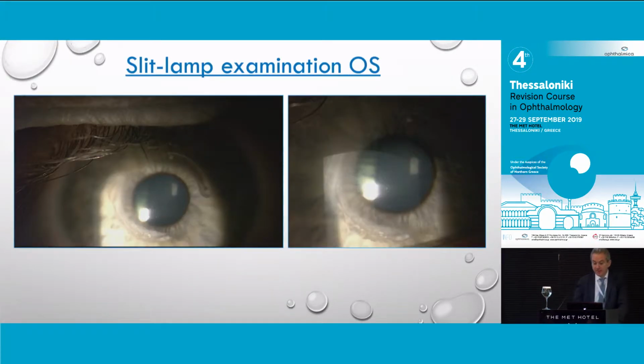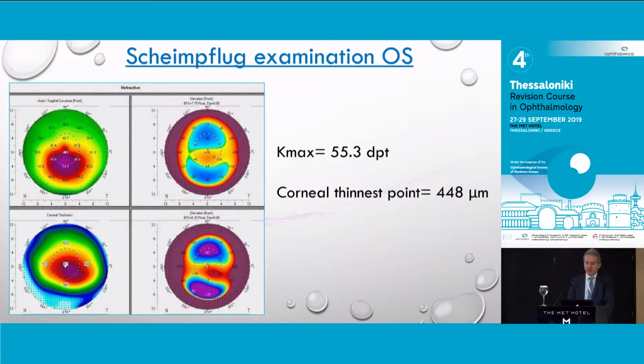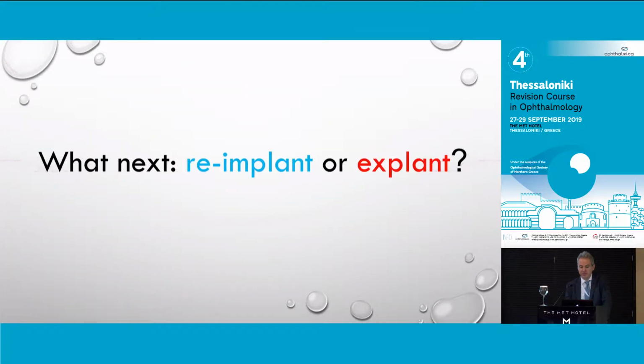Now, on slit lamp examination, we observed that the superior ring had extruded. However, there were no signs of infection, and we could see that there was a marked fibrosis in the intrastromal implantation channel in the cornea. Kmax was 55.3, thinnest point 448. So the first question, what would you do? Reimplant the ring or explant it?